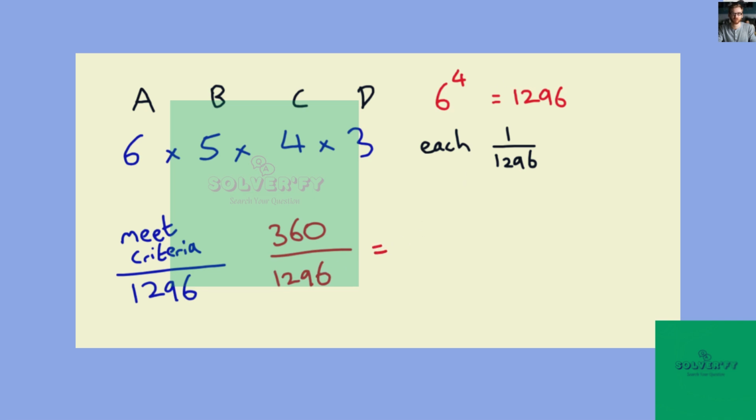Dividing that by the number 1,296, I get 0.278 to 3 decimal places. And there is our answer.